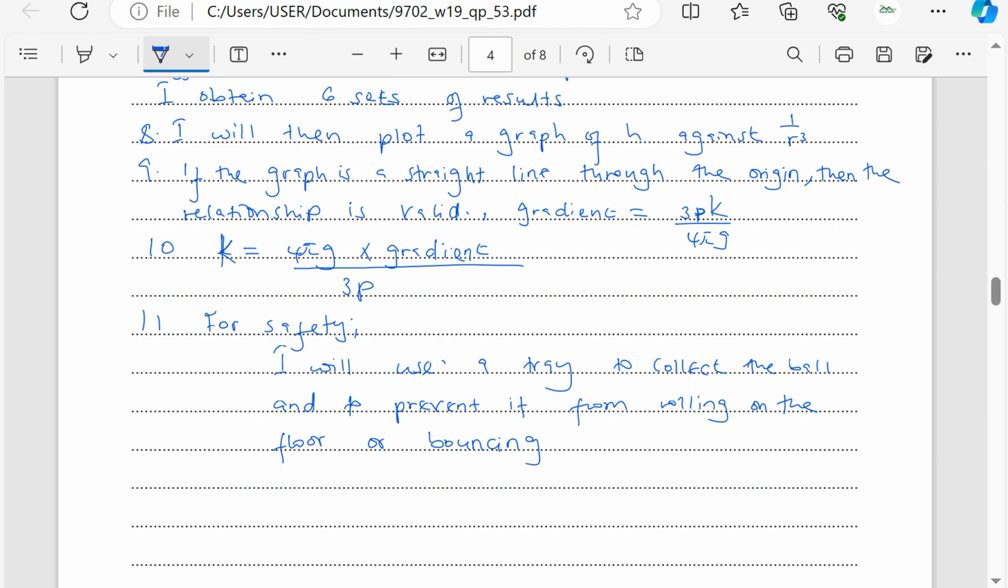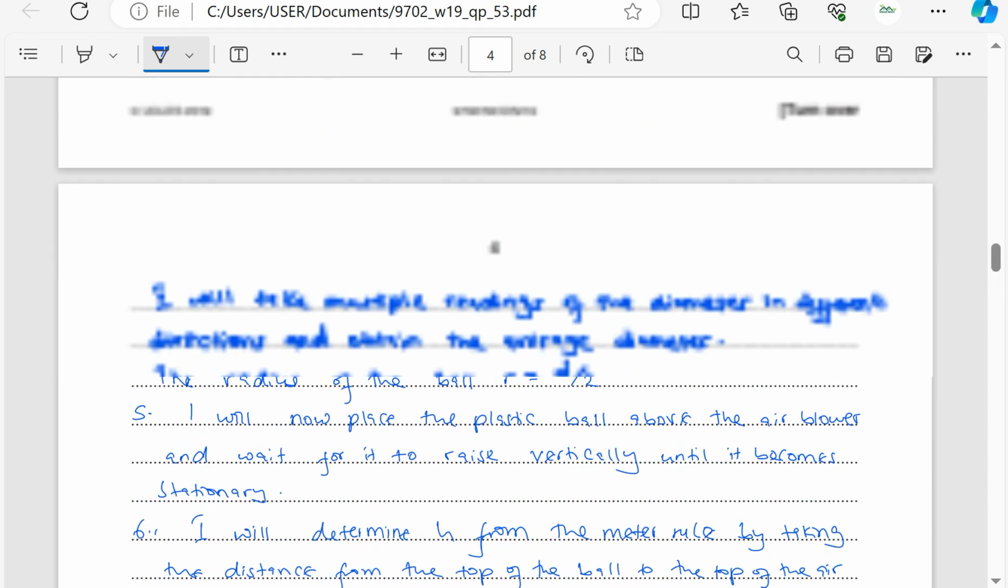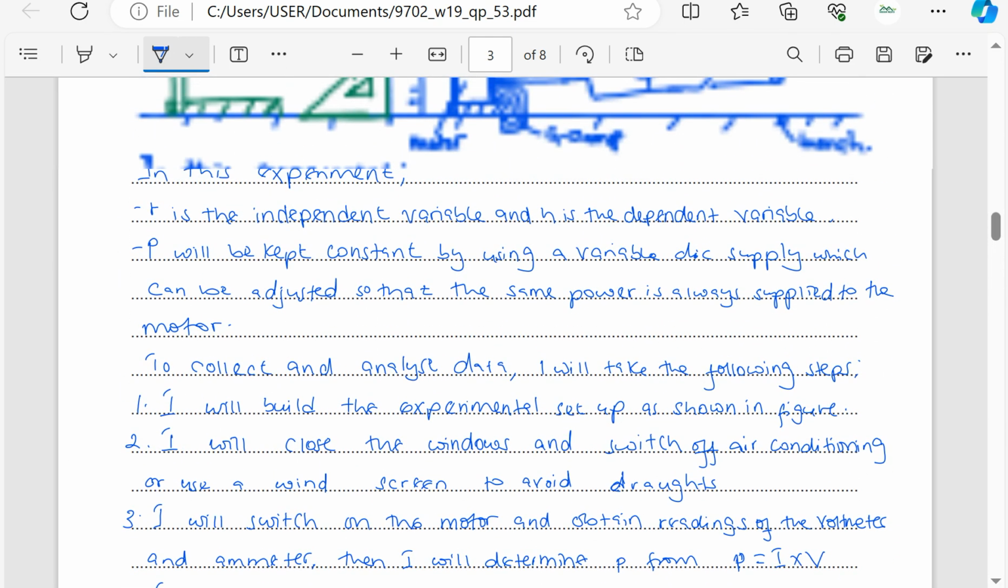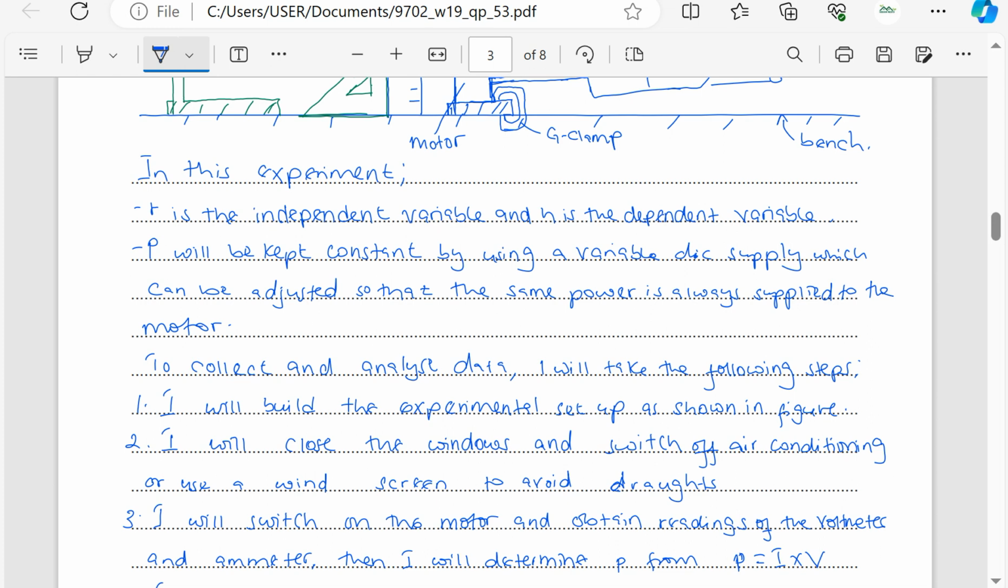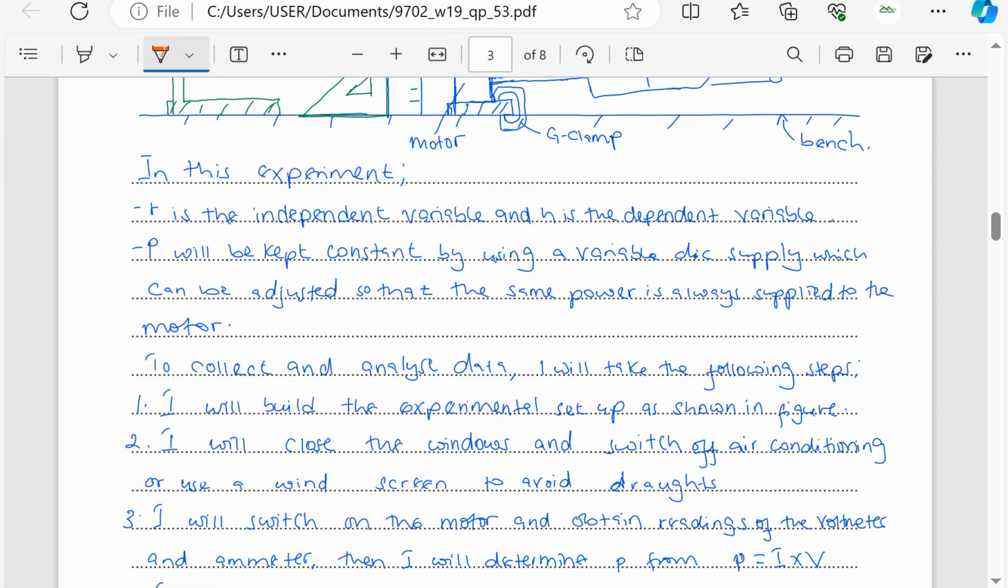Okay, so this will now be the end of my planning. Of course, it is not conclusive. You could have a better way of doing this. Let me just take you through what I have just written once more. In this experiment, R is the independent variable and H is the dependent variable, that's one mark. P will be kept constant by using a variable DC supply, which can be adjusted so that the same power is always supplied, that is one mark.